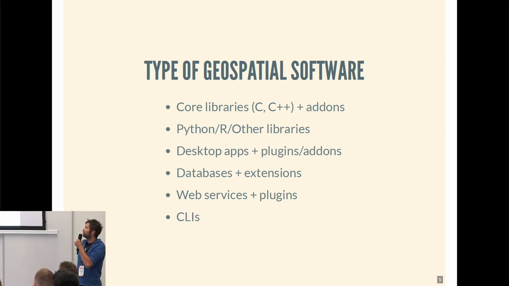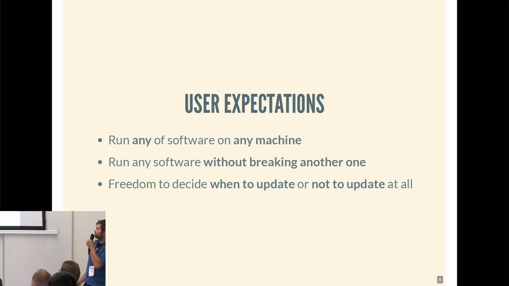So we have quite a huge amount of software in our FOSS4G stack. We have many core libraries. We have Python, R, and other kinds of libraries, desktop applications with plugins, databases with extensions, web services with plugins, CLIs. And the special thing is that we always mix all of them together. We really love that. Not every other domain is doing that, but we do.